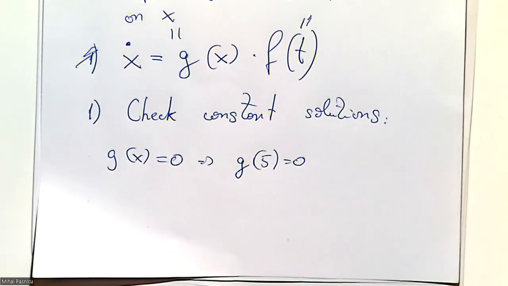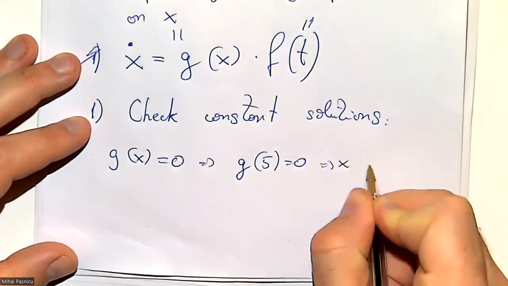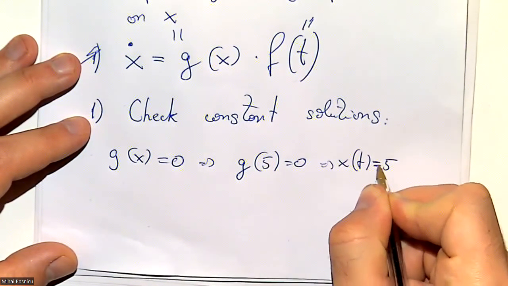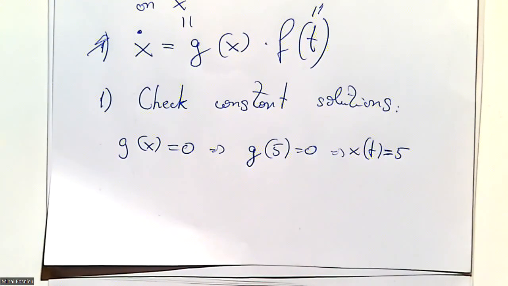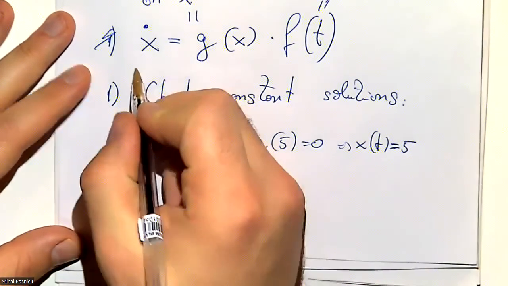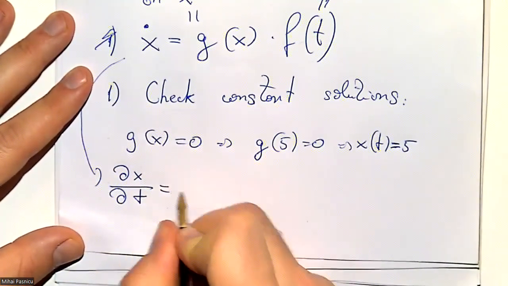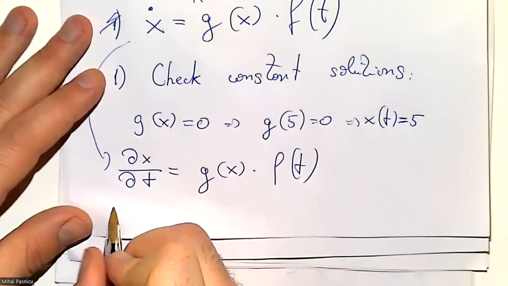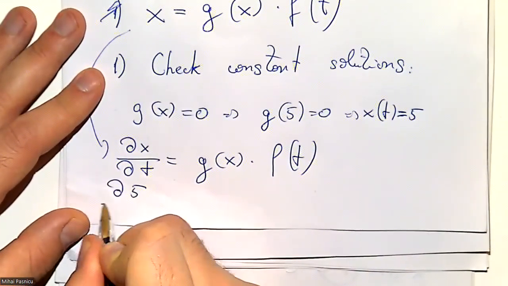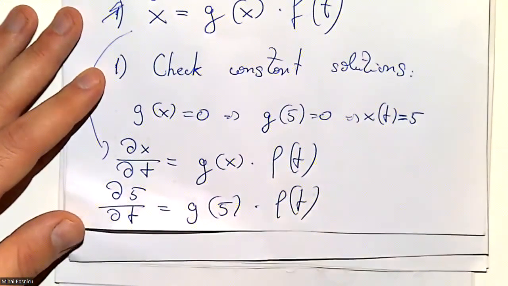Okay. At that point, what's the idea? This implies obviously that x of t is equal to 5, if this works out, or any number probably, I don't know by heart, it depends on the equation. What's the idea here? That x dot, remember, the derivative of x with respect to t, has to be equal to g of x times f of t. Now, for 5, you're going to have the derivative of 5 with respect to t is equal to g of 5 times f of t. Right?